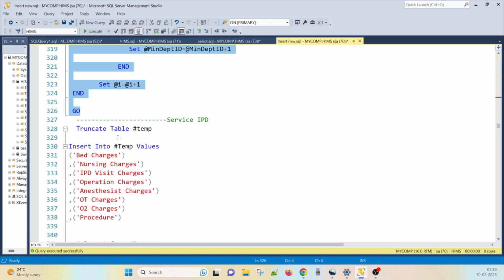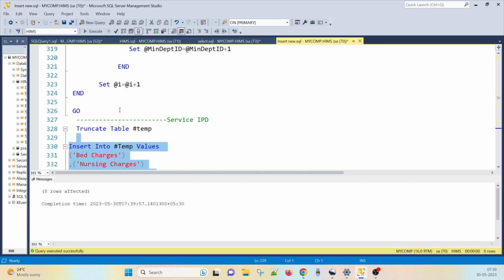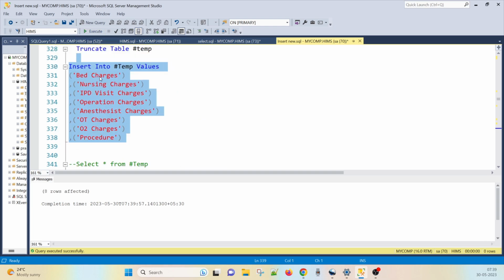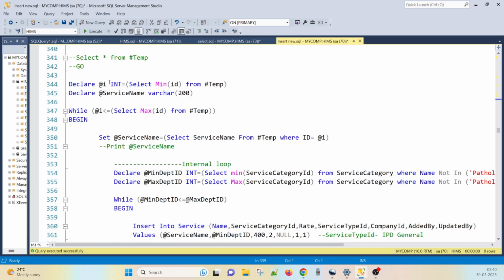Yeah, next one, same thing for the IPD as well. Right now I'm truncating that table. Truncate means we are deleting all the records from the temp table, and the identity is also reset with the help of the truncate command. These are some services on the basis of IPD, because bed charges and nursing charges are applicable only for the IPD, and consultation and follow-up consultation are applicable for the OPD. That's why I made a different loop for them.